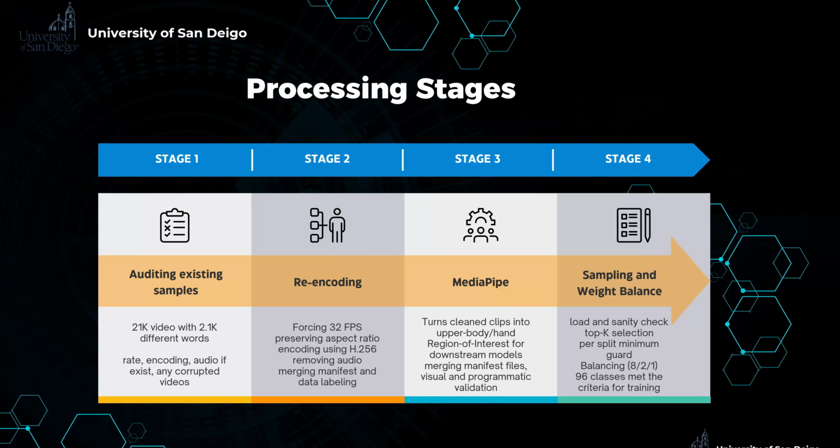In stage three, MediaPipe region of interest, we use MediaPipe to detect the signer and crop upper body and hand regions, so later models can focus on the most relevant motion instead of the full frame.